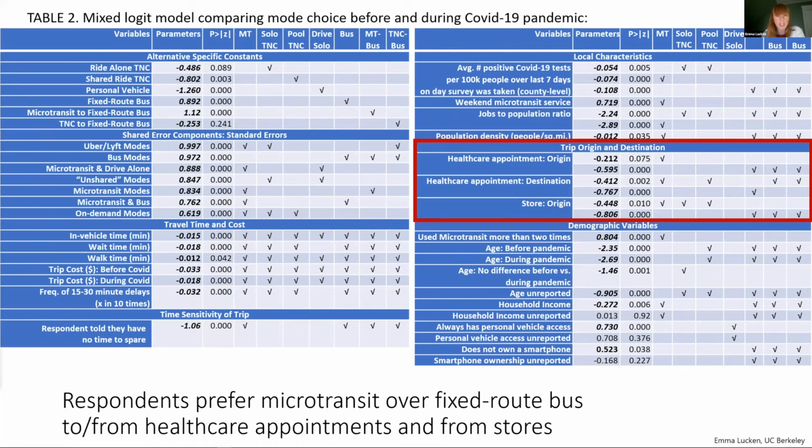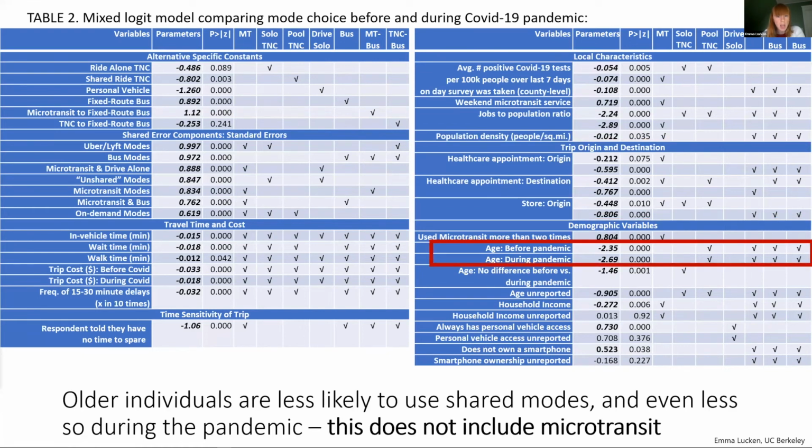We found that respondents preferred microtransit over fixed route bus on trips that were to or from a healthcare appointment. And also from a store. So you can imagine coming out of a grocery store with bags or purchases. Drive alone was perceived as most convenient, but then the microtransit and the Uber and Lyft modes were next most, and then the bus modes were least favored for those trips.